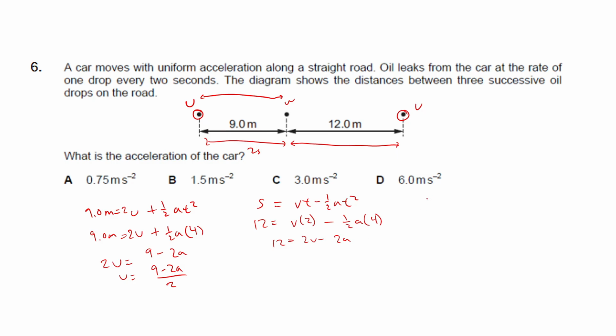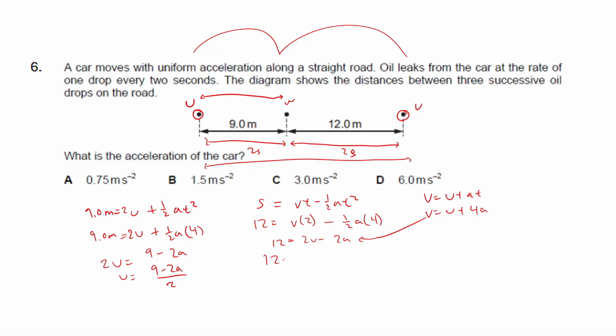And we should also say that v is equal to u plus at, u plus 4a, where 4a is the entire thing, right? So we're relating the entire 3 drops, right? So 2 seconds and then 2 seconds, so 4 seconds in total. And then if we substitute this into here, we get 12 is equal to 2u plus 8a minus 2a. So then we get 6a plus 2u is equal to 12.